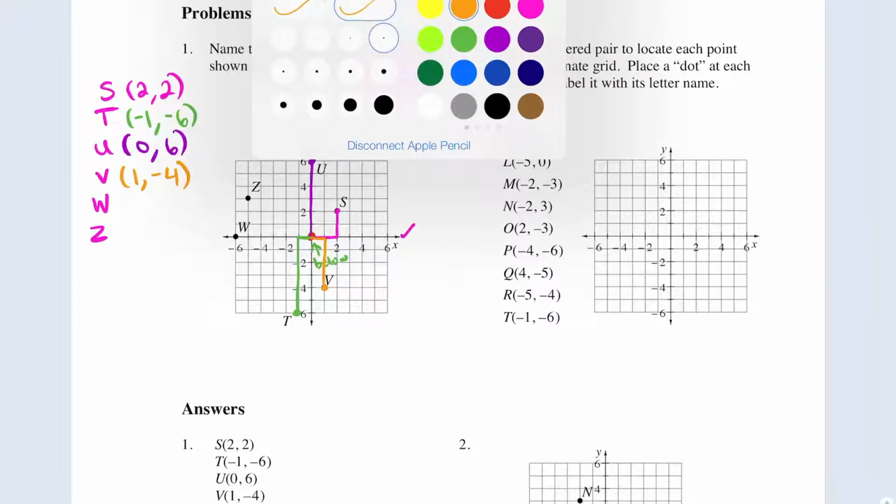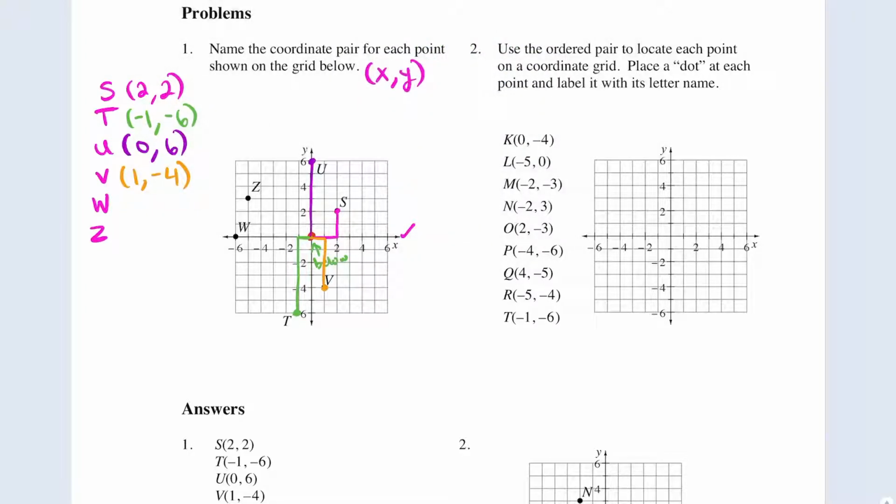Alright, hopefully you are seeing a pattern here. So starting from my origin, I go to the left. 1, 2, 3, 4, 5, 6. And because it's to the left of 0, just like on my number line, that's going to be a negative 6. And am I moving up or down any? No, I am not, so my y-coordinate is going to be 0.